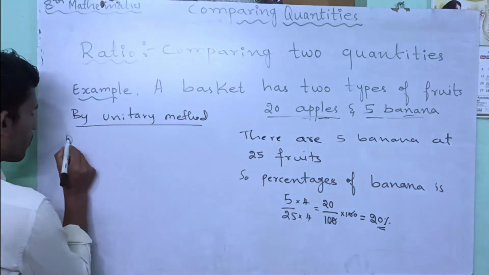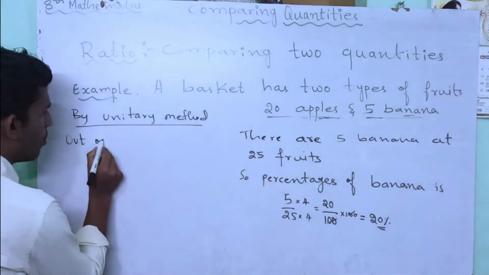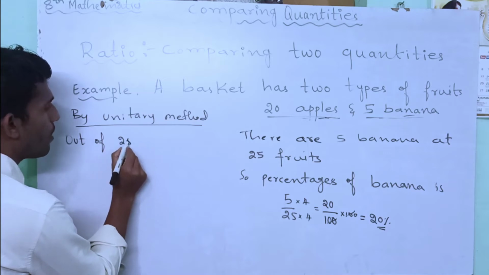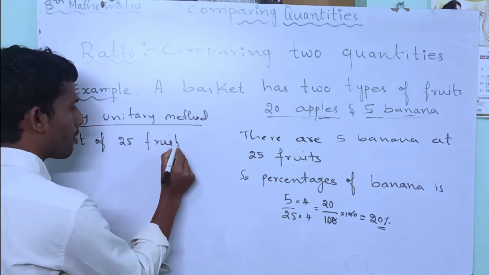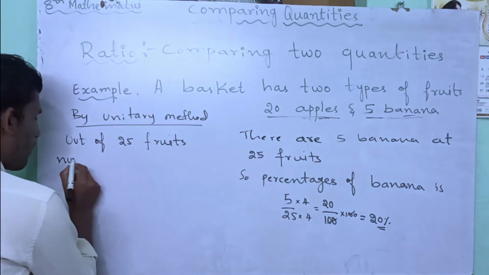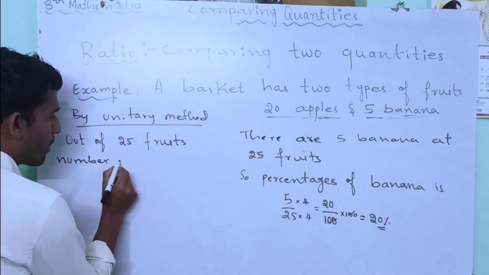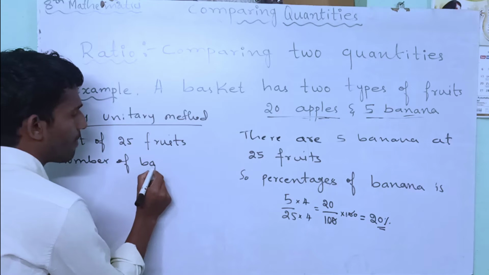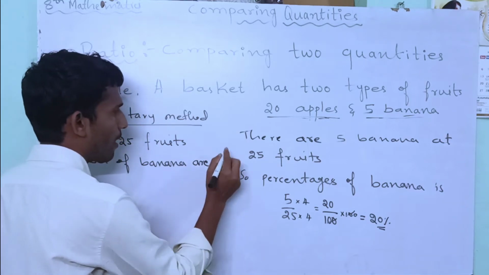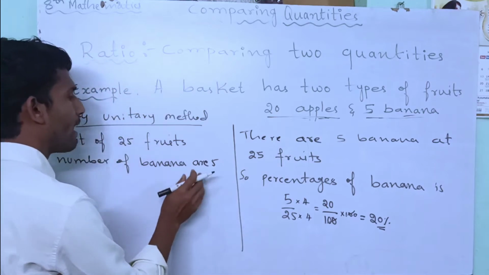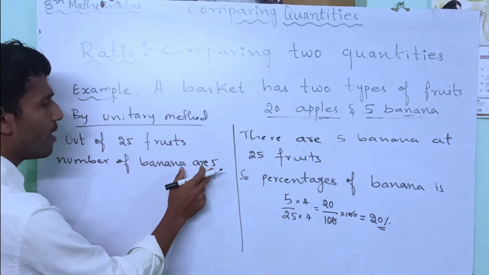Out of 25 fruits, the number of bananas is 5. Okay, the number of bananas in that basket is 5.